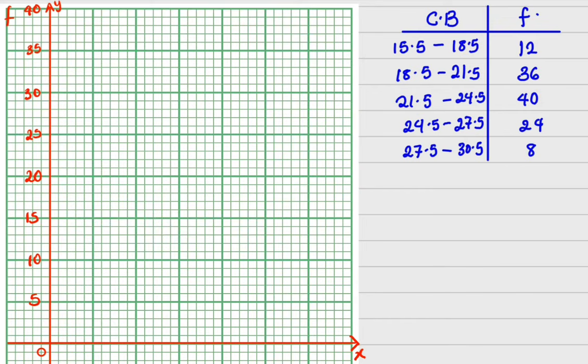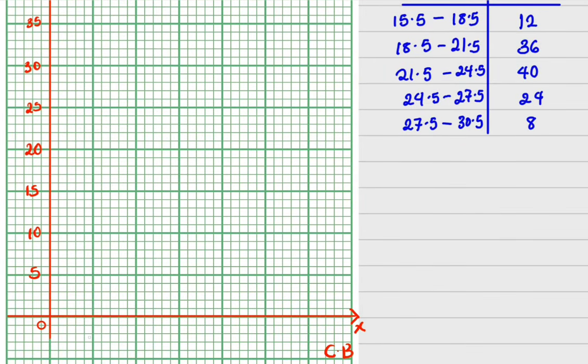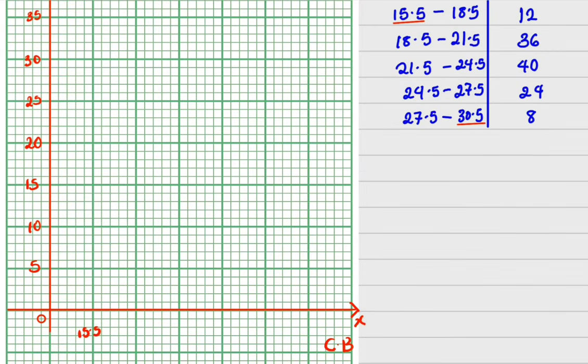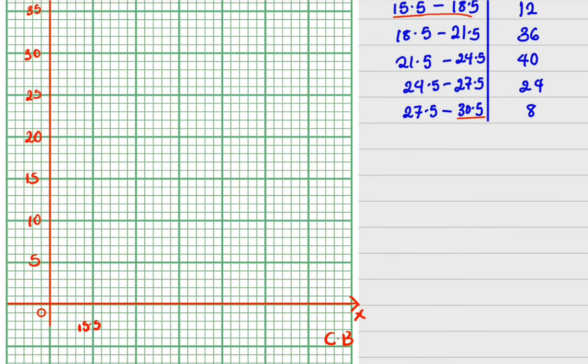Now on the x-axis, I will have to explain some things. I'm going to start here with 15.5. Then I will now move. Okay, let me show you this. When it comes to drawing a histogram using the class boundaries, you start here and you end here. You start from the lowest and you end at the greatest. So the next is 18.5. Then I will now move around like this and come down. Okay, so just take note of that.